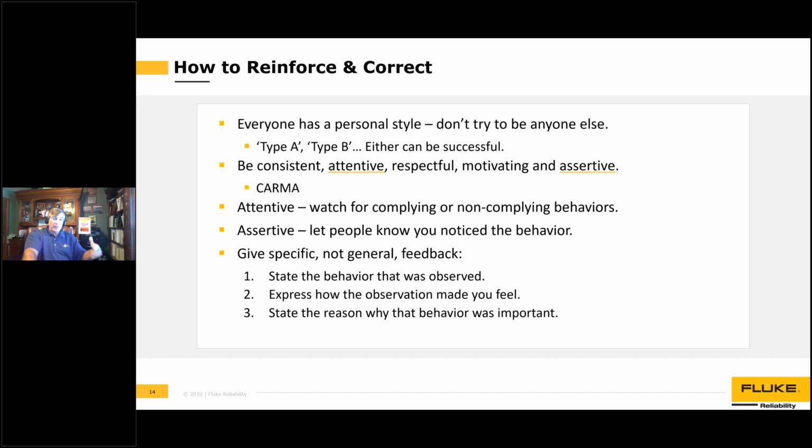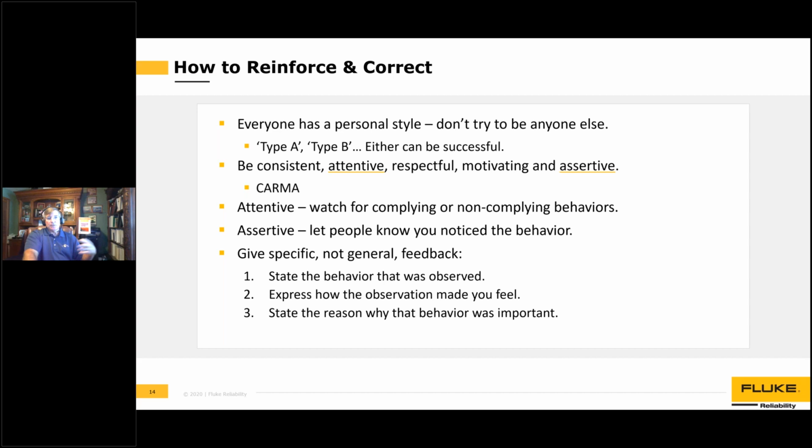Now, if it was corrective behavior, you would say it similarly, but from the opposite viewpoint. State the behavior that was observed. Hey, I've noticed that you're not closing out the work orders with the right parts usage data. I don't feel good about that because the plant manager is not going to be able to make a decision to support our request for additional critical spares, right? So you're not just giving them a generality, hey, you're not filling out the work order properly. You're giving them a specific.